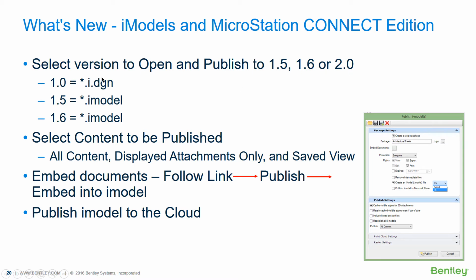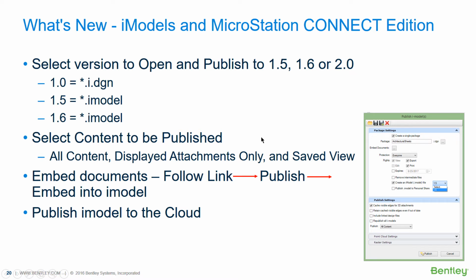So what does that mean, really? Version 1.0 was the .i.dgn, so V8i stuff. 1.5 is the initial version of Connect Edition, which is the .imodel file. We updated this to 1.6 to support some new things in Navigator. And then we'll be producing a version 2.0, which will probably be the endpoint of all of this. Everything will finally roll up into 2.0 as we complete our iModel development and story. So version 2.0 is the golden land. It's the promised land of iModels, and we're almost there.